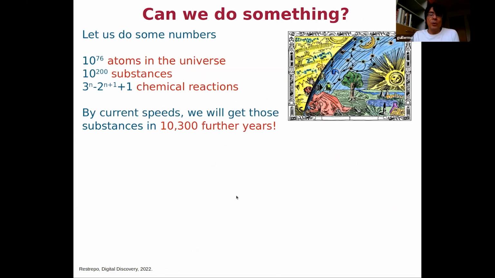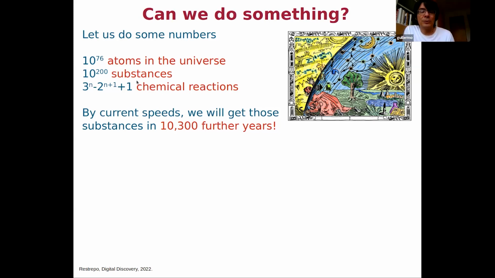But we can do some numbers. For example, those are the number of atoms in the universe. And there are several discussions about this, but we could say that the available substances we can reach according to our methods is 10 to the power of 200. And this is the possible number of chemical reactions.